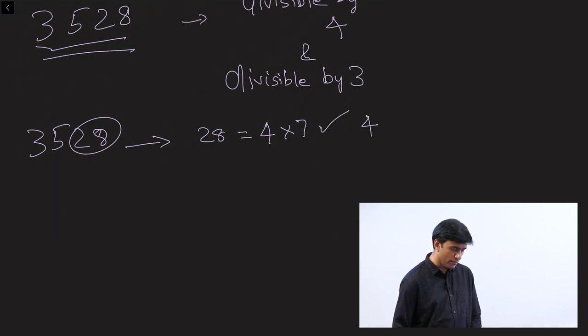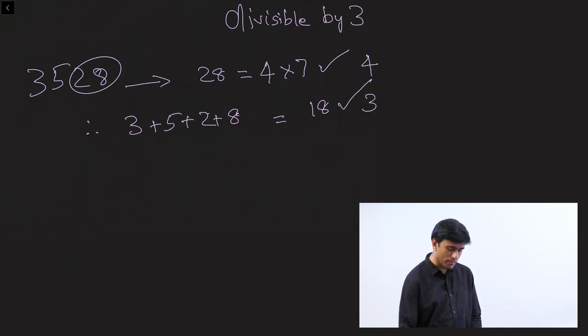Now you need to see if it is divisible by 3. How do you do that? 3 plus 5 plus 2 plus 8 gives you 18, which is a multiple of 3. It's divisible by 3 as well. Since the number is divisible by 4 and 3, we can say 3528 is divisible by 12.